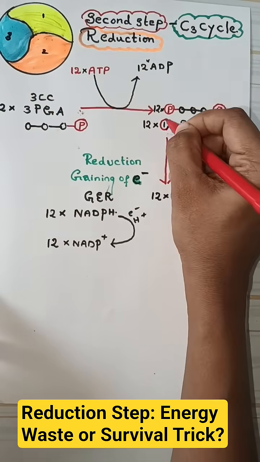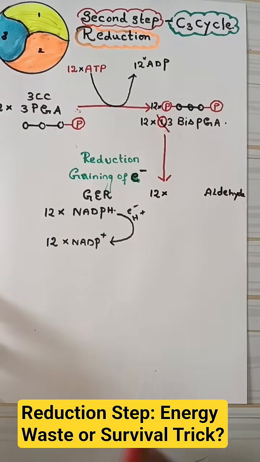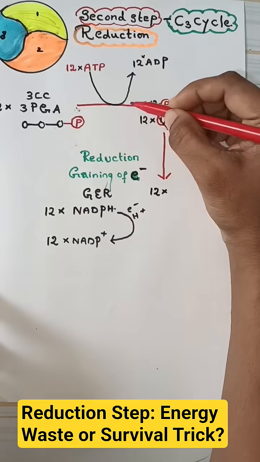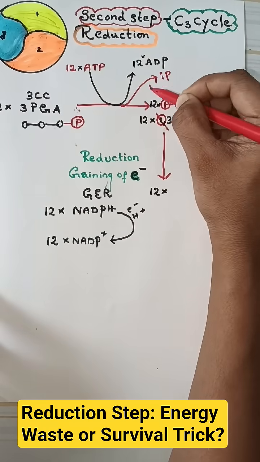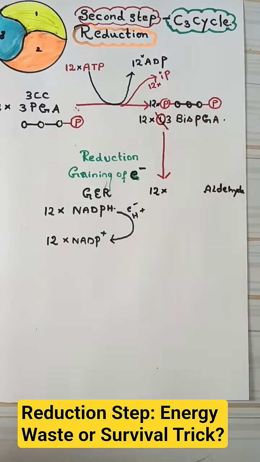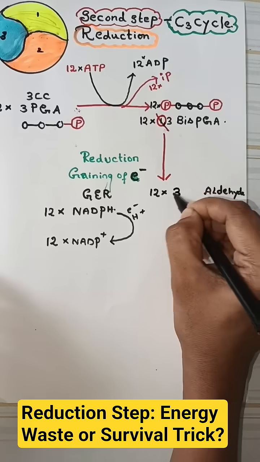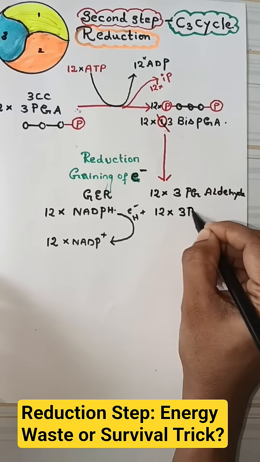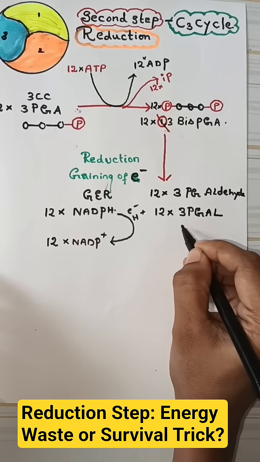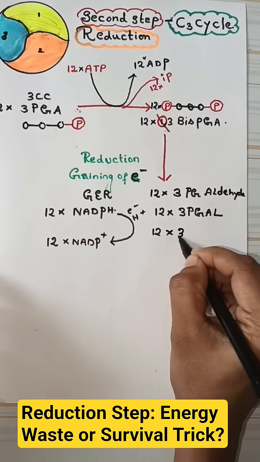Along with that, simultaneously, the phosphate is going to be removed. Yes, the phosphate is going to be removed from the first position. So, from the first position, from 12 molecules, what is going to be removed? 12 molecules of inorganic phosphate are going to be removed, which is going to become 12 molecules of 3-phosphoglyceraldehyde. In simple terms, I'm just going to call it 3-PGAL. Yes, 12 molecules of 3-carbon compound.